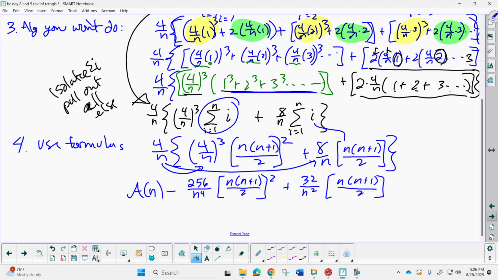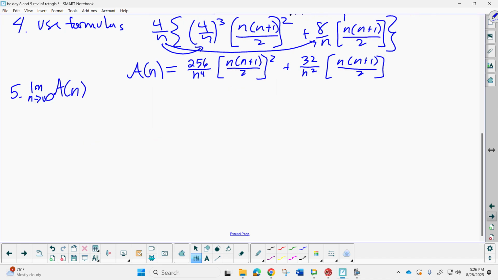What did you find after all that work? A formula that will give you the area based on any number of rectangles. If I wanted to do one rectangle, I could plug in n equals 1 and I'd get a one rectangle estimate. If I wanted to do two rectangles, I could plug in 2. But the end goal is to take the number of rectangles to infinity. Now, I don't want to rewrite all that. That's why I attached a name to it, A of n, area as a function of how many rectangles you use. Now, we're doing end behavior.